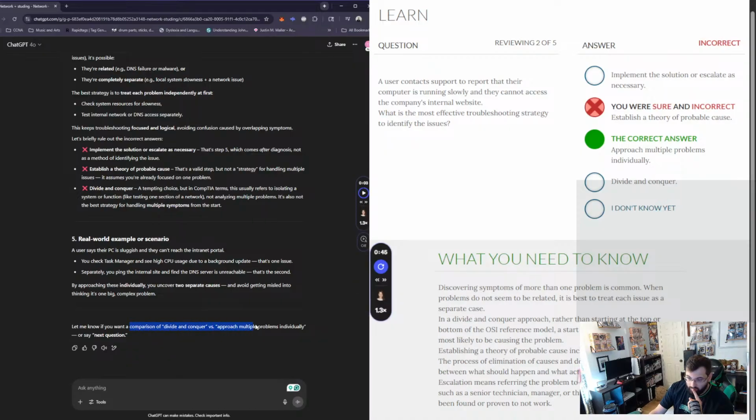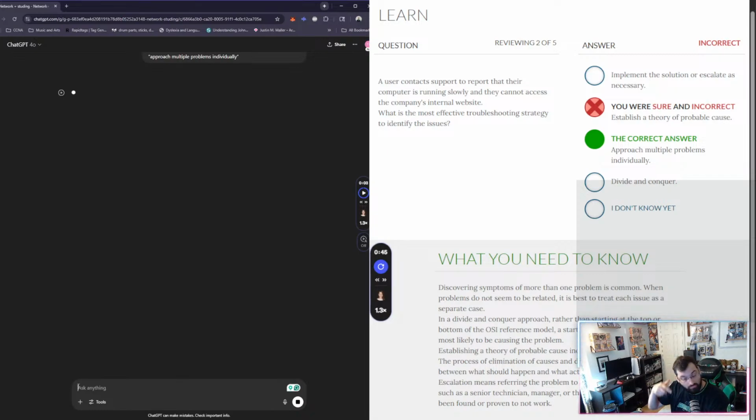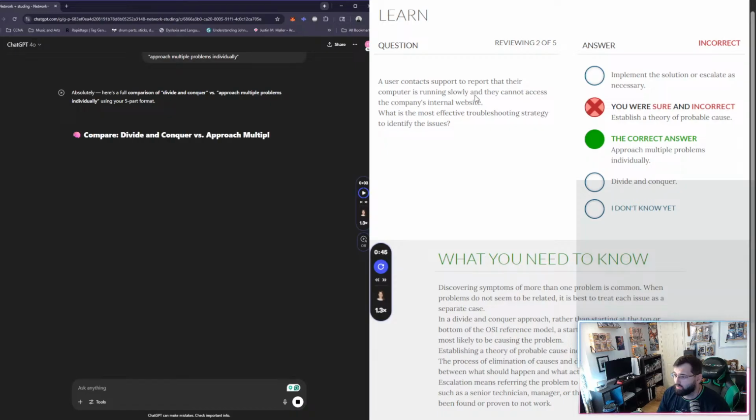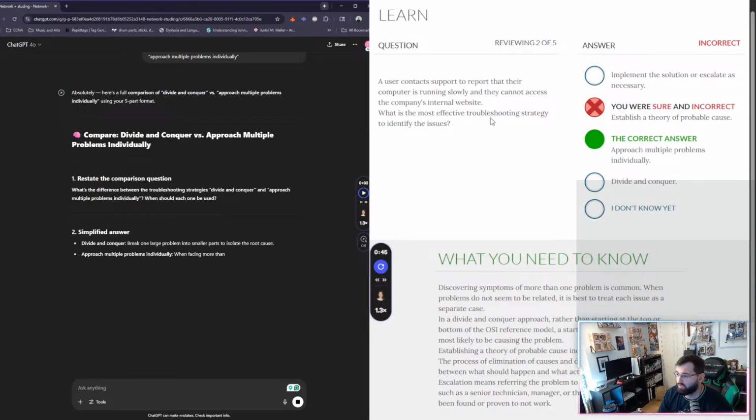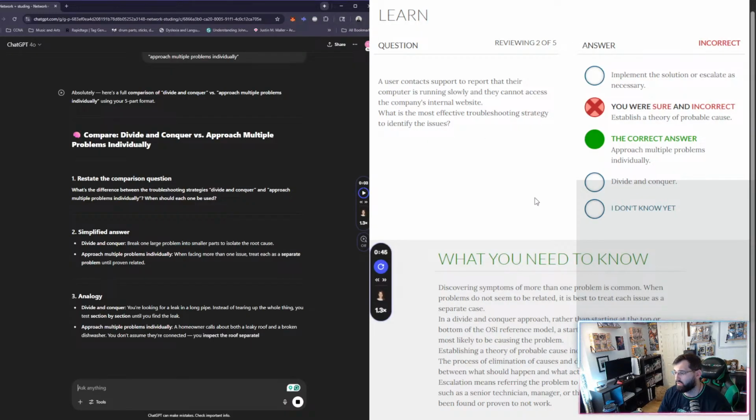Yes, I actually do want that. Okay. Users are slow, they cannot access the company internet. What is the most effective troubleshooting strategy to identify the issue? Approach multiple problems individually. Okay, this makes sense. I understand what's going on with it. I want to make sure that I understand this.